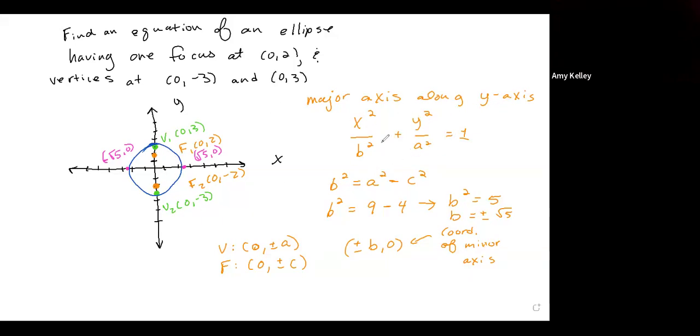All right, now to define our equation, we could say that our equation is x squared over b squared, which is 5, plus y squared over a squared, which is 9, equals 1. So here we've accomplished our goal. We found the equation of the ellipse with a focus at (0, 2) and vertices at (0, -3) and (0, 3). This concludes our example, and I hope you found it helpful.